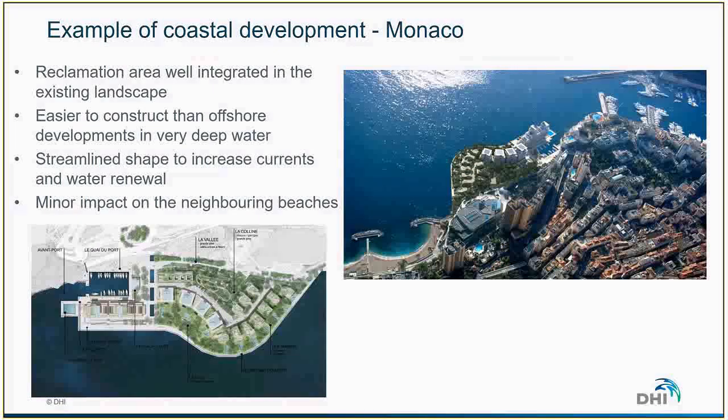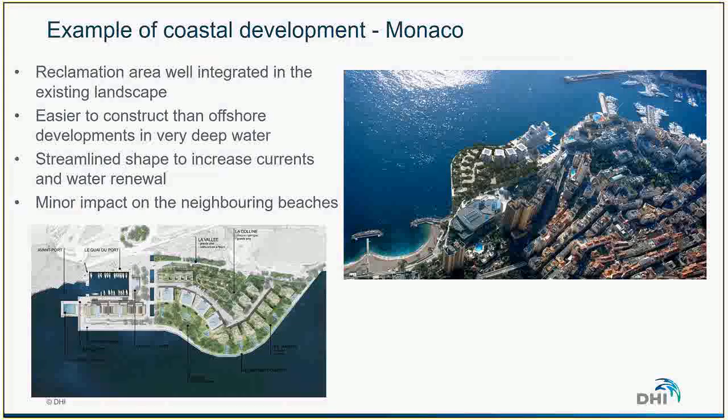It's easier to construct than most of the previous layouts we've seen because it's not located offshore, so it allows working in a relatively shallow environment, even though in this area it's already 30-40 meters deep and very steep. But it's easier to do, and therefore it's cheaper. And also we can see that the shape of the reclamation area is relatively well streamlined.